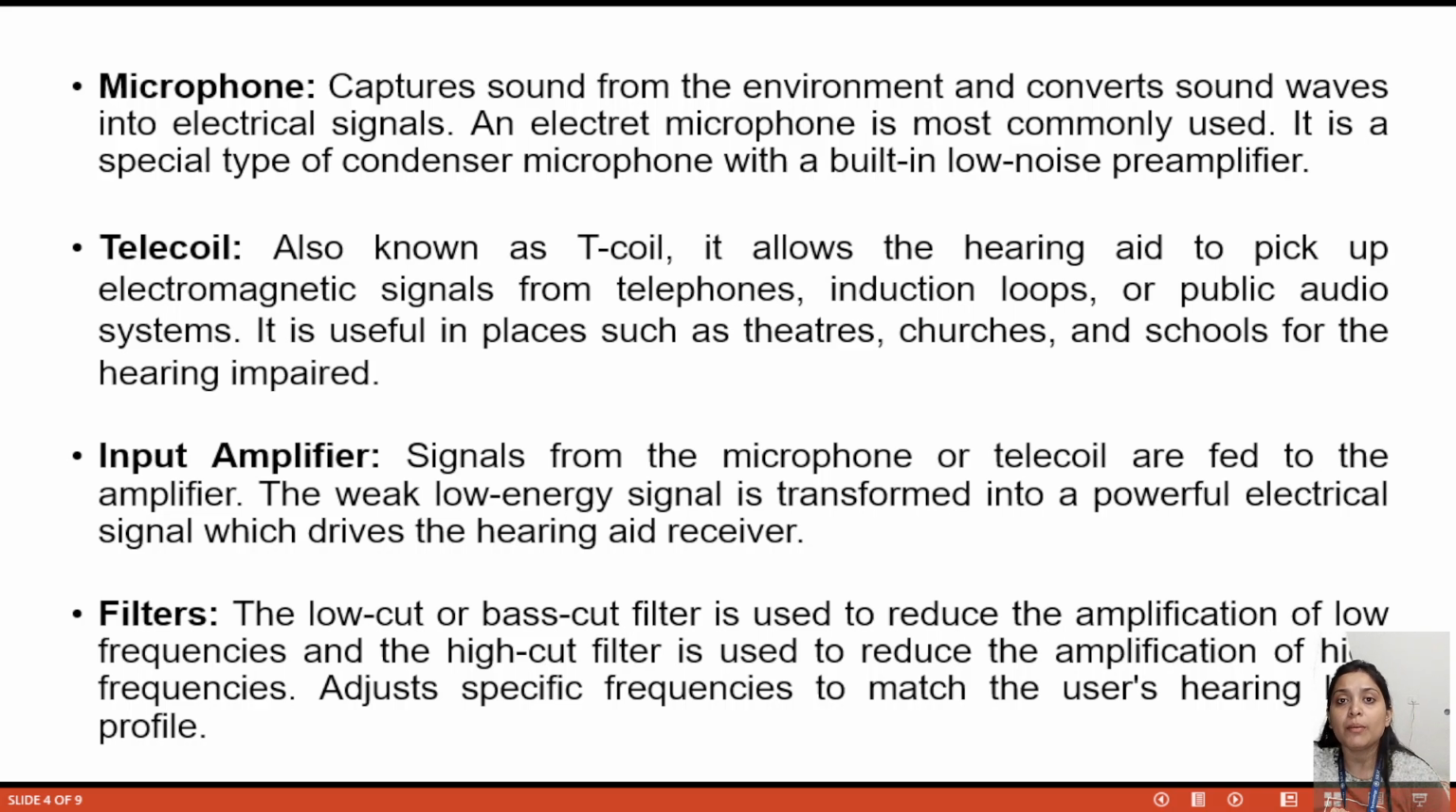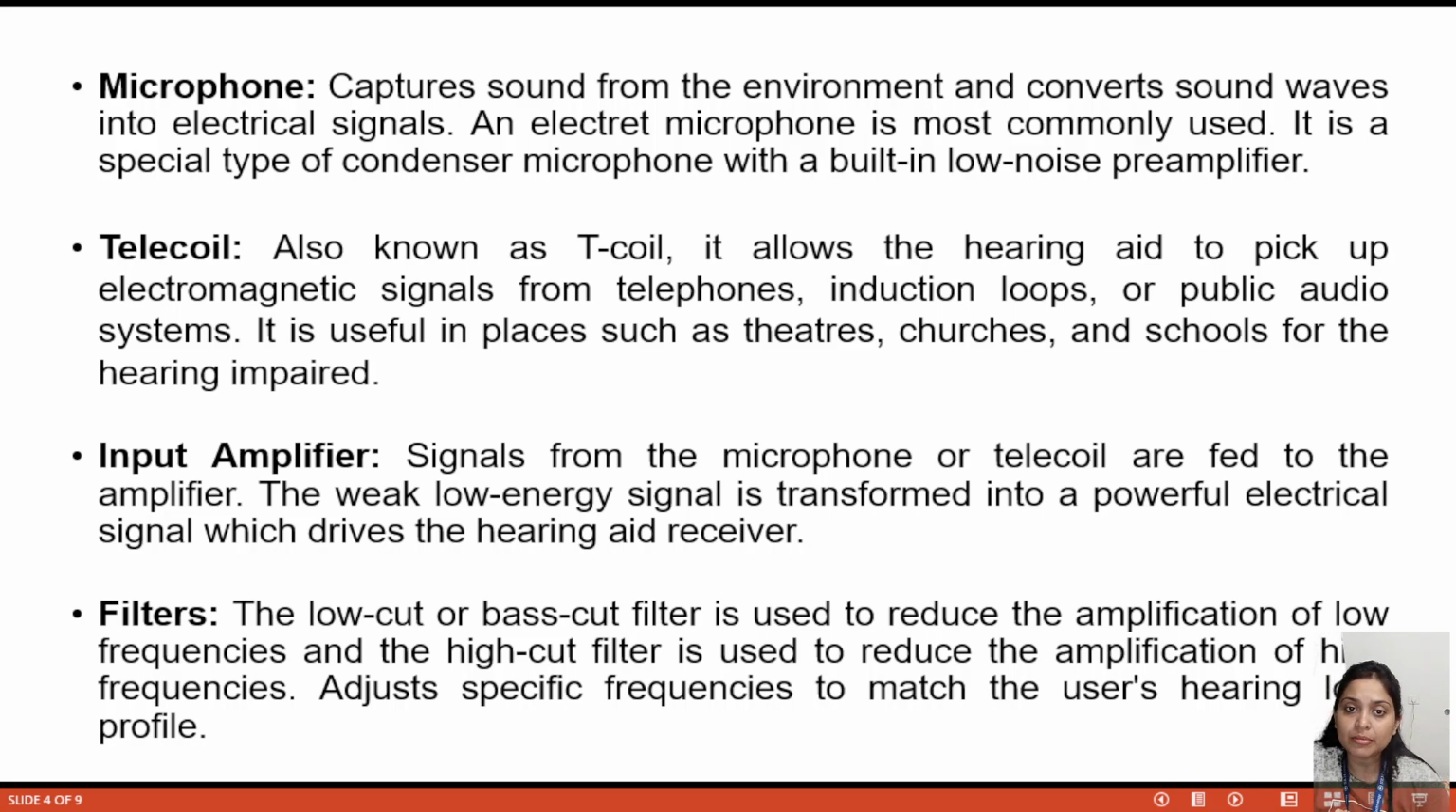So starting with the microphone. What is the principle of microphone? All of you I think already know it if you watched my previous videos. So microphone is a transducer that converts the sound wave into an electrical signal. Okay. So that means it captures the sound from the environment and converts the sound wave into an electrical signal. Basically in this case electret microphones are used, which is one type of condenser microphone with an inbuilt low noise preamplifier.